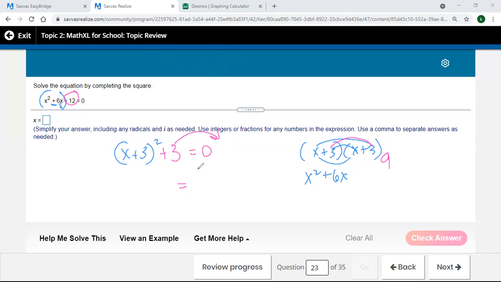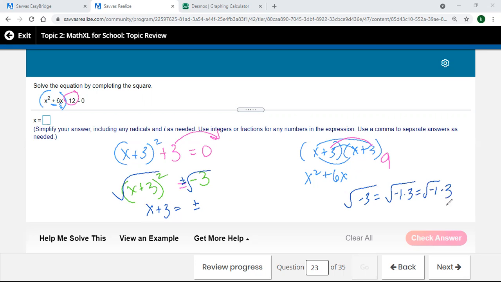So subtract the 3 over. Square root both sides. Remembering you got to do a plus or minus here. That square root undid this square. Now remember, the square root of a -3, that's a square root of -1 times 3, right? Which is square root of -1 times square root of 3. Square root of -1 is i. And that's square root of 3 there. So this is an i square root of 3.